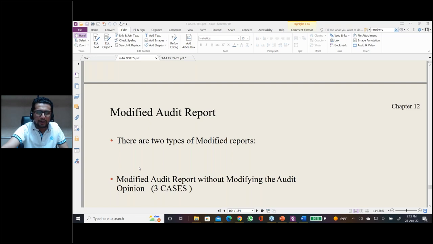No, Mahat, key audit matter is not the same as emphasis of matter, and I did not discuss emphasis of matter as yet. So don't confuse yourself, buddy.